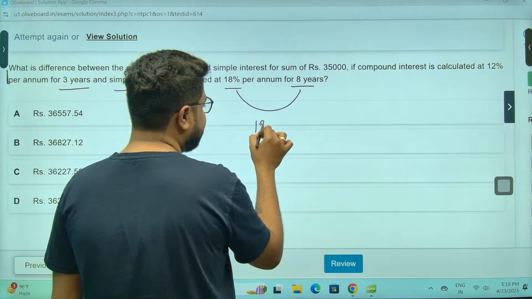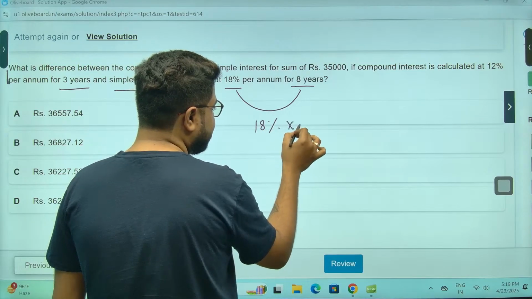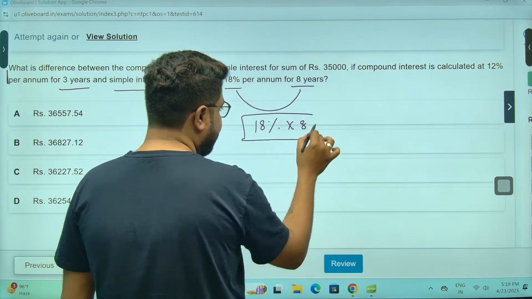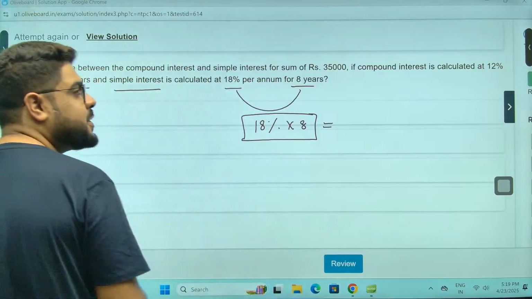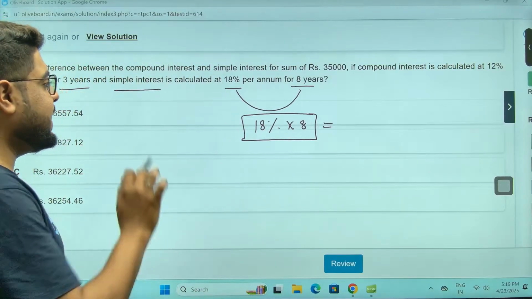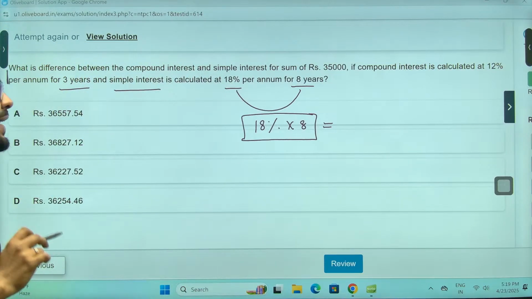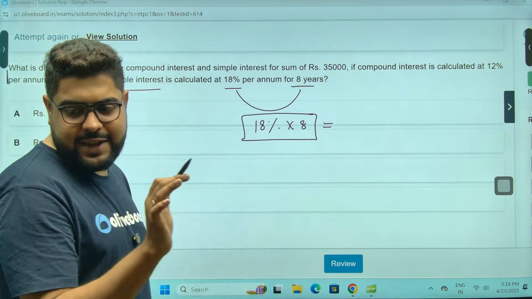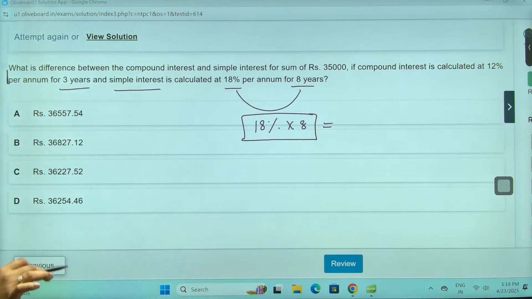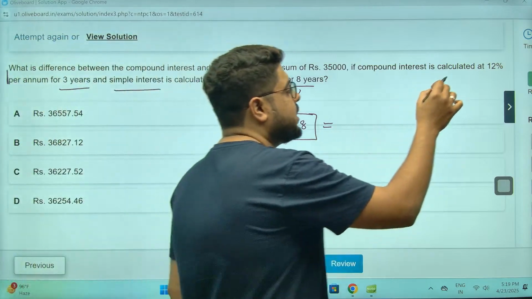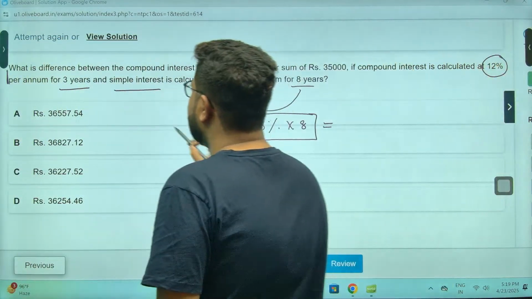Total is, sir, this much percentage. Right, sir? 18 into 8, sir. Everybody agrees with me? So, compound interest, sir, 12% for 3 years.